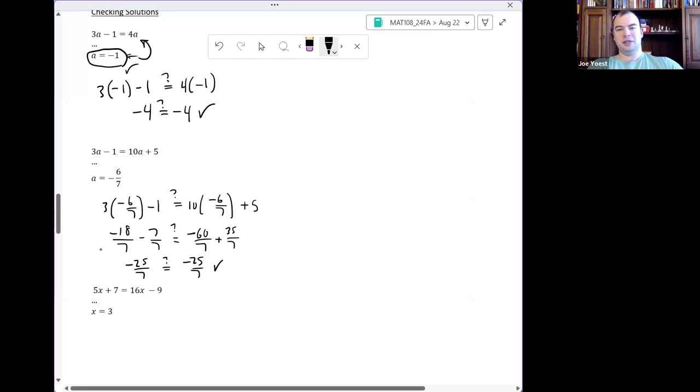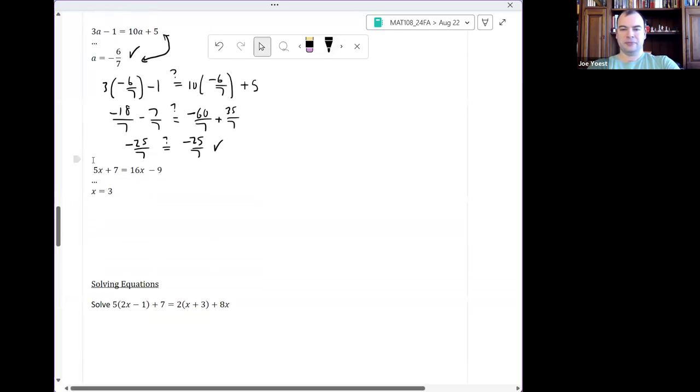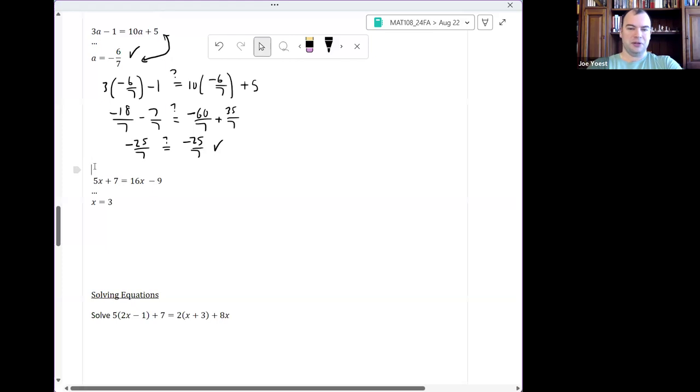So yes, we have verified that our claim is true. We were claiming that a equals -6/7. We were either claiming that you can view it as -6/7 being a solution, or we're claiming that these two equations are equivalent, and we verified that that's true. And we could do this a third time.